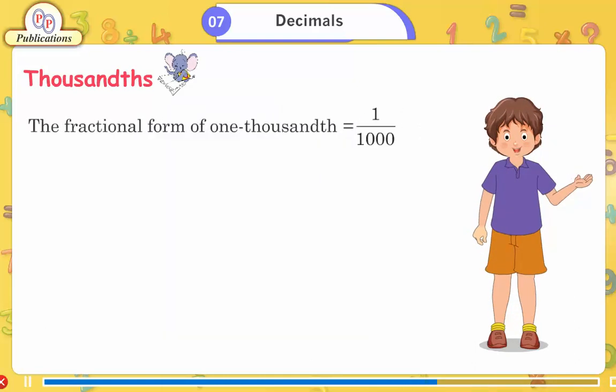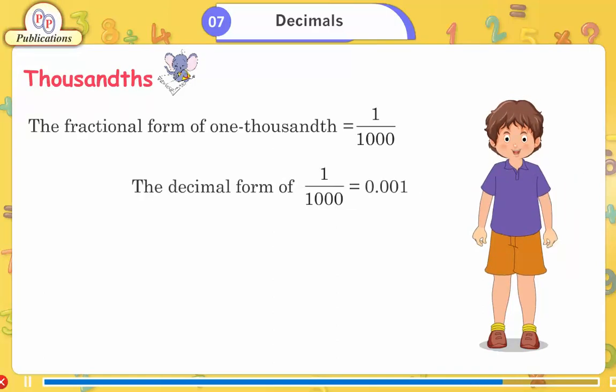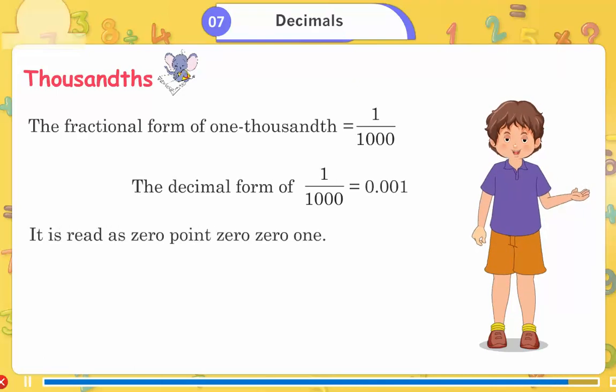The fractional form of 1,000th is 1 upon 1,000. The decimal form of 1 upon 1,000 is 0.001. It is read as 0.001.